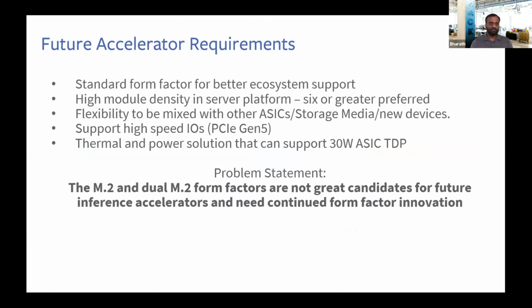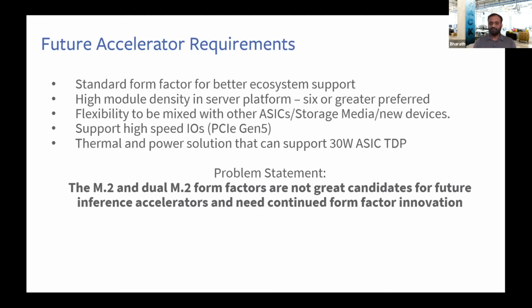Okay, so moving on to the next slide. So it's very clear that the form factors will continue to evolve as the workload moves. So for instance, we already know that the M.2 and the dual M.2 form factors will not scale for the future, because when we look further out, we see the evolution of storage devices continuing to happen with things like the E1.S types of form factors.